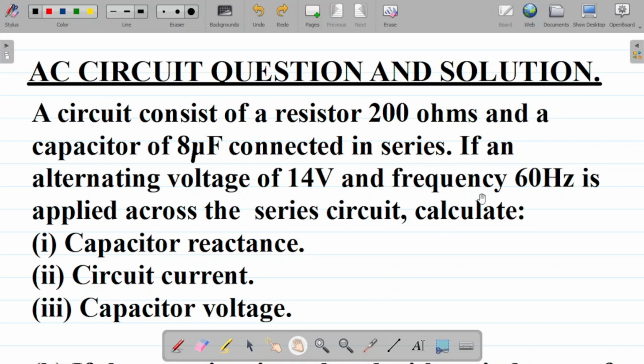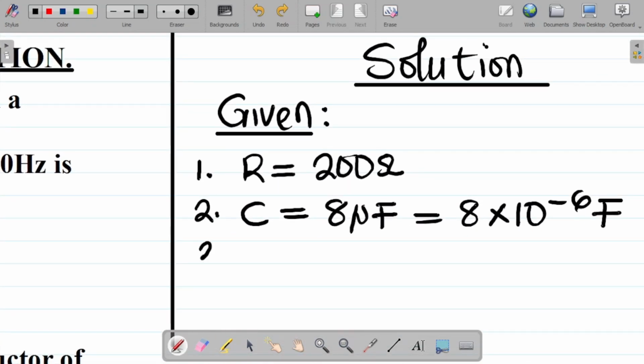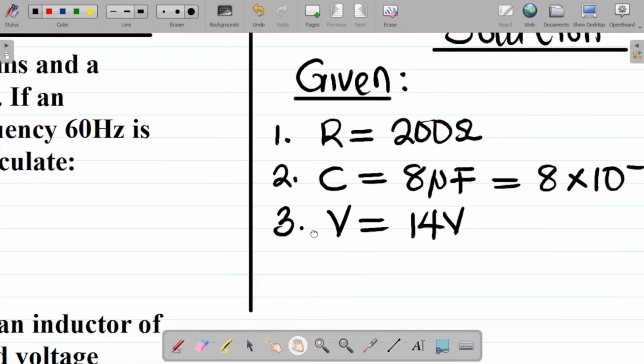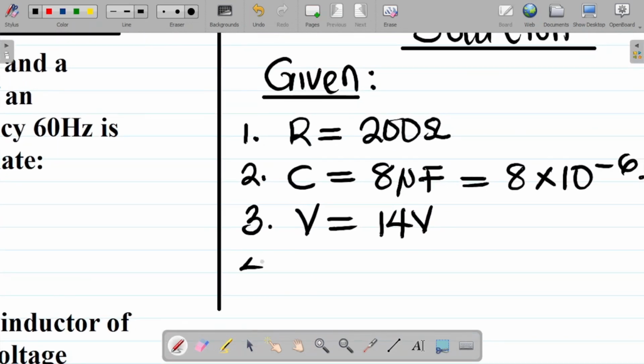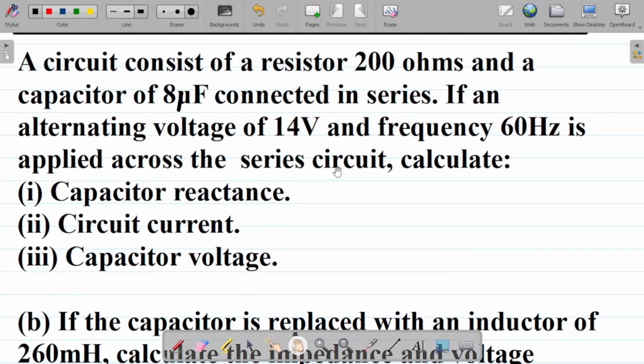Next, if an alternating voltage of 14 volts is applied. So third, you're given the voltage V as being equal to 14 volts. They said, and a frequency of 60 hertz. So the frequency, which is a small letter f, is equal to 60 hertz. This is applied across the series circuit. Calculate number 1, the capacitor reactance.